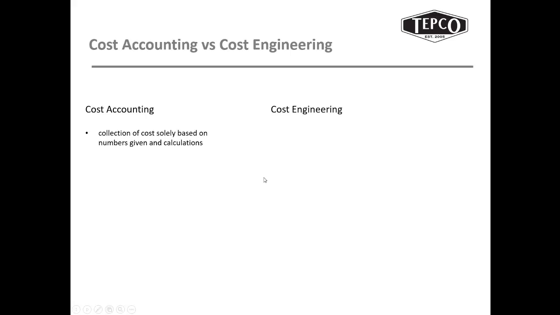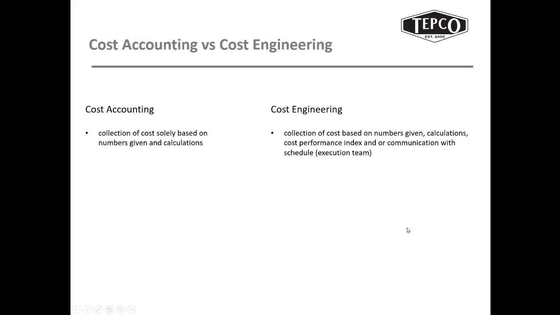So to define both of these, I'm going to go through some bullet items and tell you the difference. Cost collection is what an accountant does, and it's solely based on numbers given or calculations. In other words, when an invoice comes, they may take the invoice and they have a calculated field in an Excel spreadsheet or a program that gives them a number.